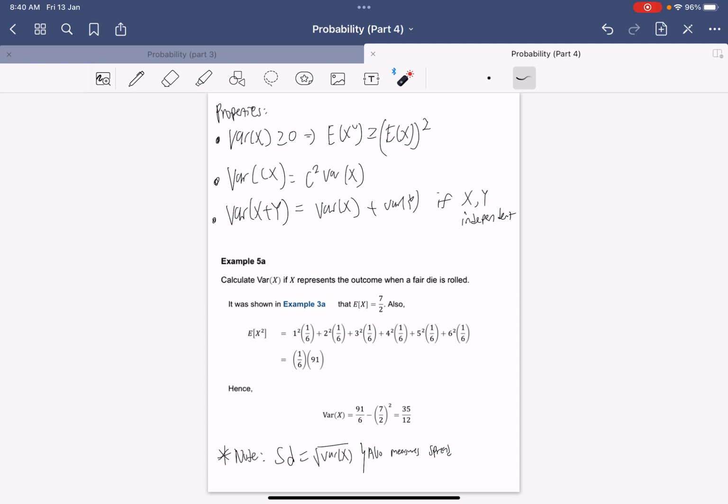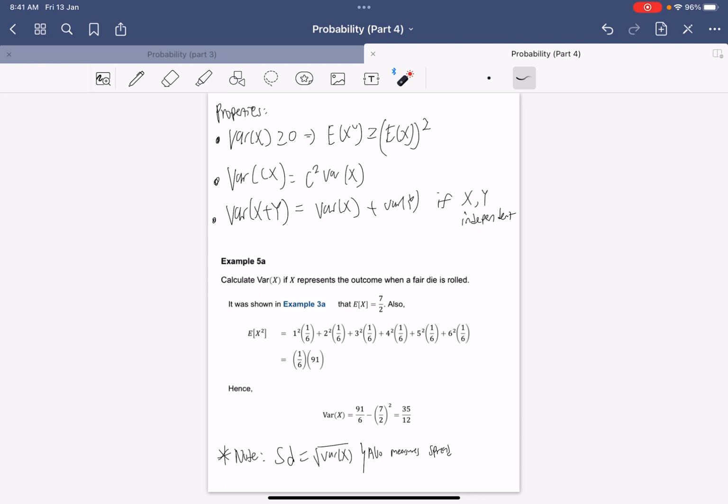And lastly, the following one isn't given over here, but the proof you can find in the textbook is that the variance of the sum of two independent random variables is just the variance of X plus the variance of Y. And if X and Y are not independent, then the following case won't be equal, and we'll see it when we talk about covariance. And so the variance of X plus Y equals the variance of X plus the variance of Y if and only if X and Y are independent.